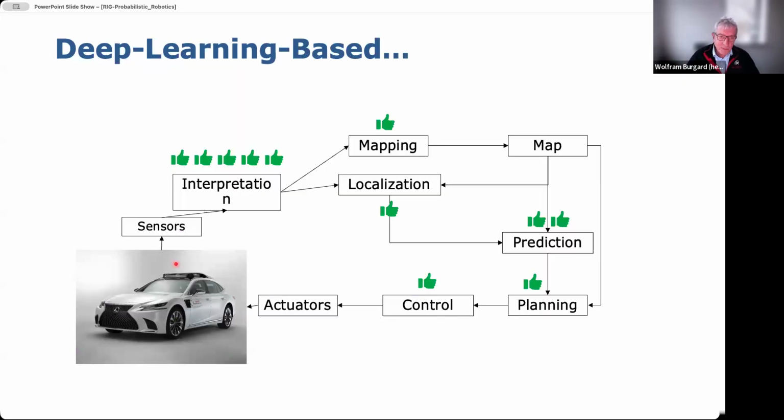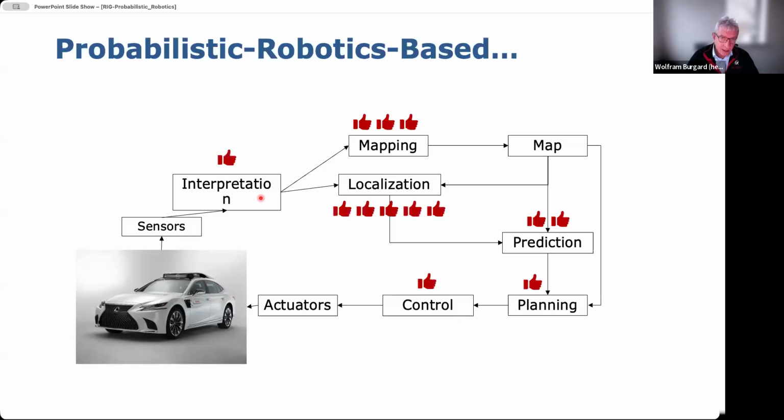And the interesting aspect here is when you look at the very same graph that I showed before with the individual components of a self-driving car stack, then we see that the deep learning based approaches are particularly good when it comes to this interpretation part, namely the question, what does the sensor actually tell me? Whereas the probabilistic ones are probably a little bit stronger when it comes to mapping and localization, what we have seen before.